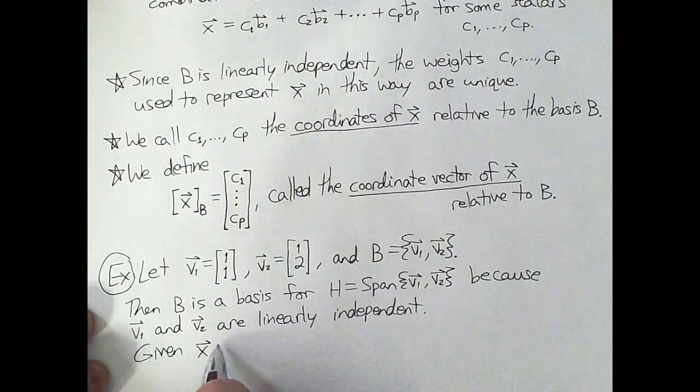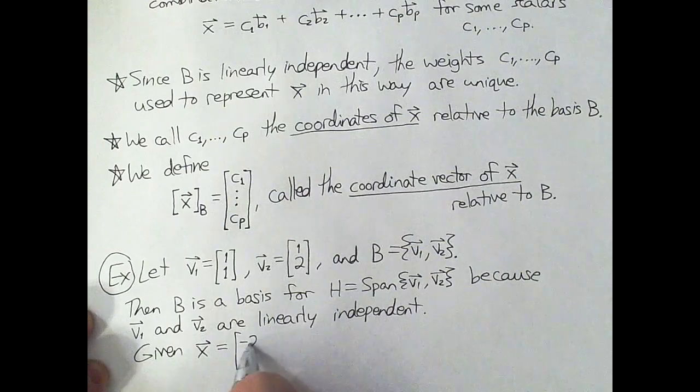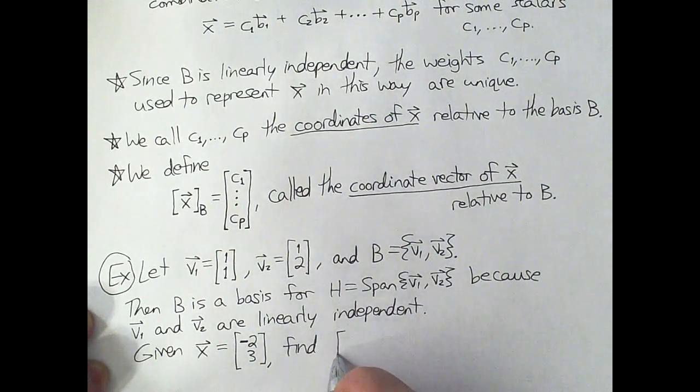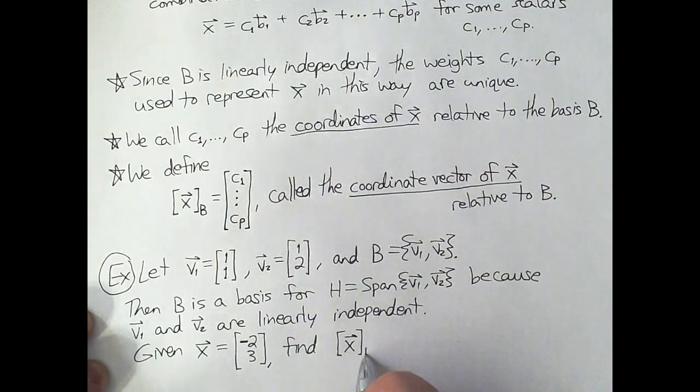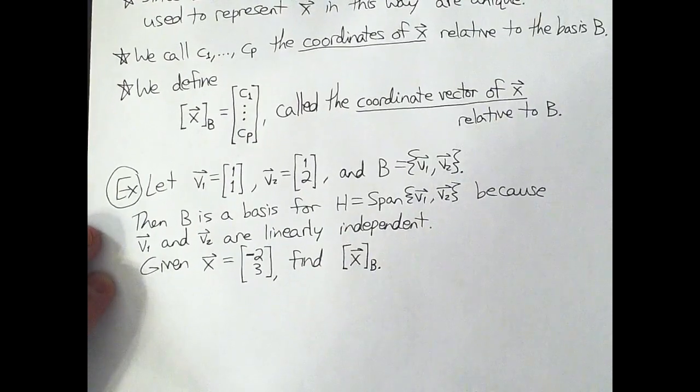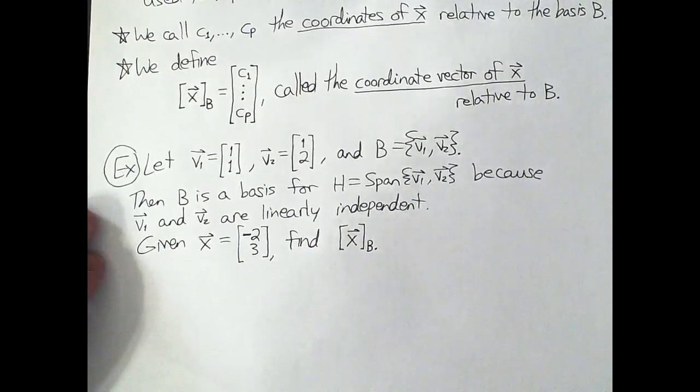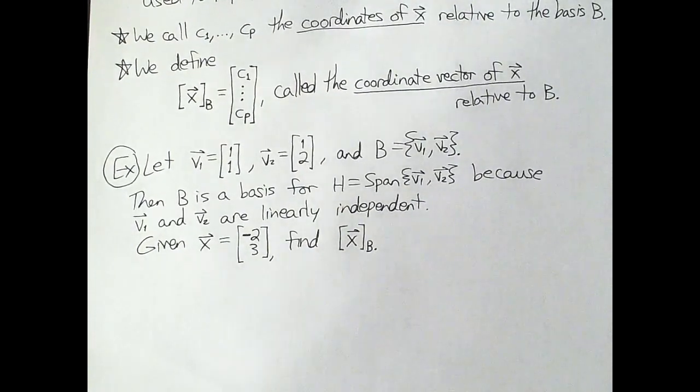Given x equals some other vector, (-2, 3), I'm going to ask you to try to find the coordinate vector of x relative to B. And we have everything we need to find this. So I'd like you to pause the video and try this and see what you can find.